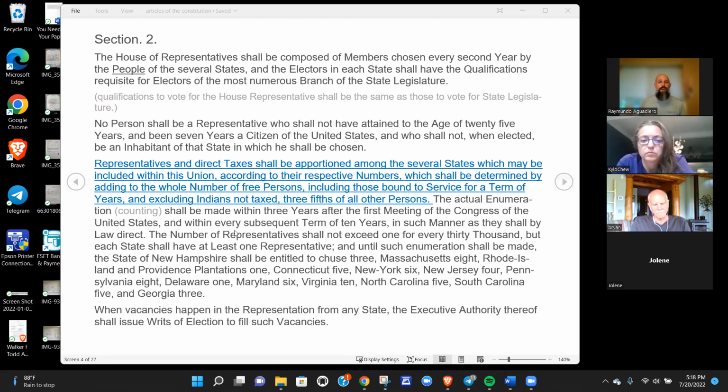All right, no person shall be a representative who shall not have attained the age of 25 years and been 7 years a citizen of the United States, and who shall not, when elected, be an inhabitant of that state in which he shall be chosen. There's a lot of backwards talk there, but in order to be voted into the House of Representatives, you have to be at least 25, be a citizen for 7 years, and be an inhabitant of the state.